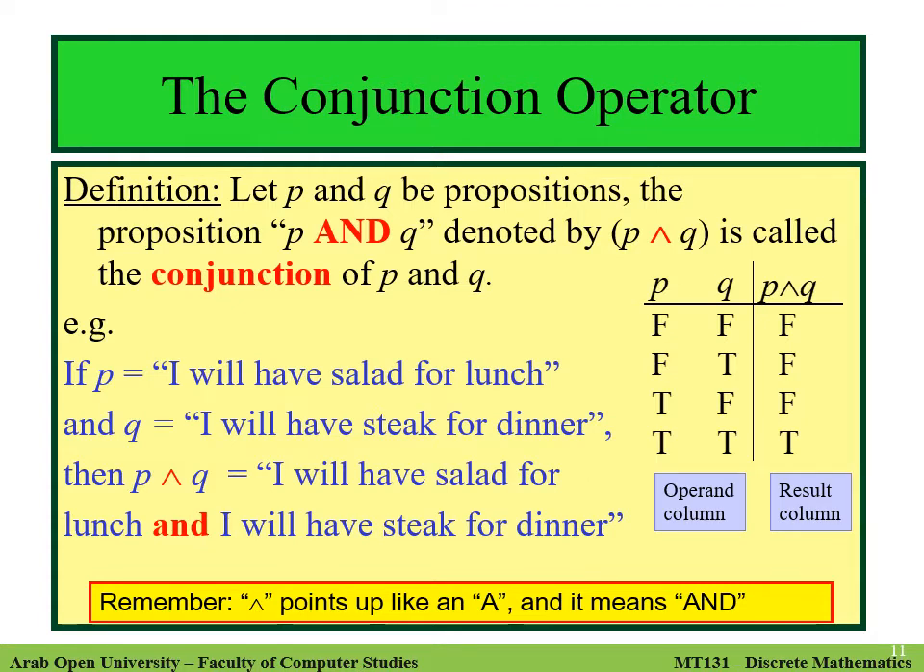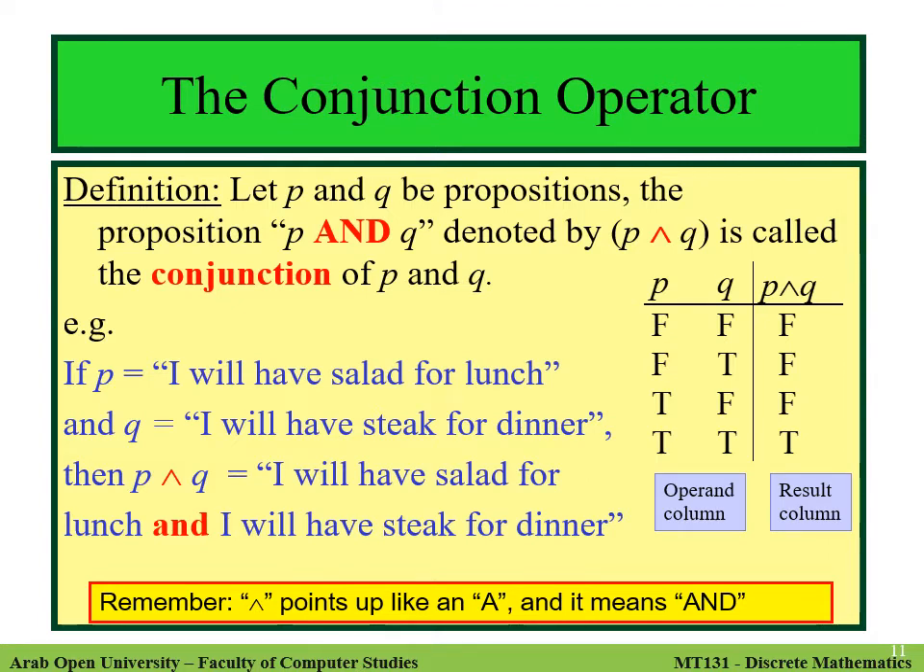Let's look at an example and then look at the truth table for that operation. The example here, P is the statement, I will have salad for lunch. The second statement, Q, is I will have steak for dinner. Now we use the AND to combine the two statements. P and Q is the compound statement, I will have salad for lunch and I will have steak for dinner. Here, of course, the operation AND combines the two propositions into one compound statement.